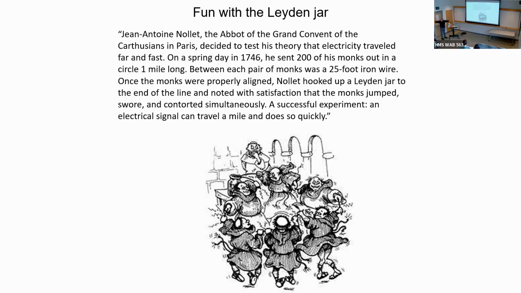And then they held on. They knew that electricity was transmitted through iron wires, and so they hooked this up, and then he took the two people on the end of it, hooked them up to a Leyden jar, and everybody jumped at the same time. So he concluded that whatever this was, it moved incredibly quickly.